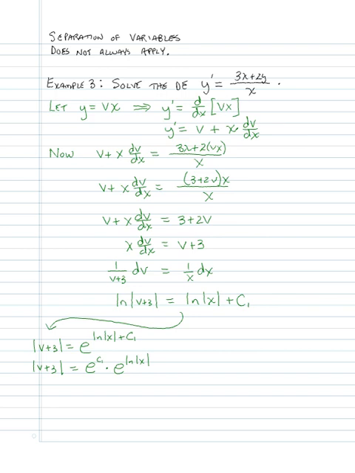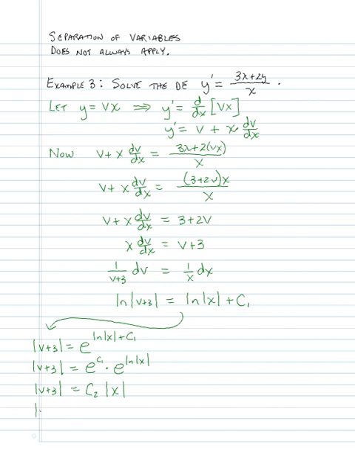So we have the absolute value of v plus 3 is equal to e to the power c sub 1, which is nothing more than some constant, and e to the power natural log absolute value of x is just the absolute value of x. Well, the absolute value of x is either going to be x or it's going to be the opposite of x.